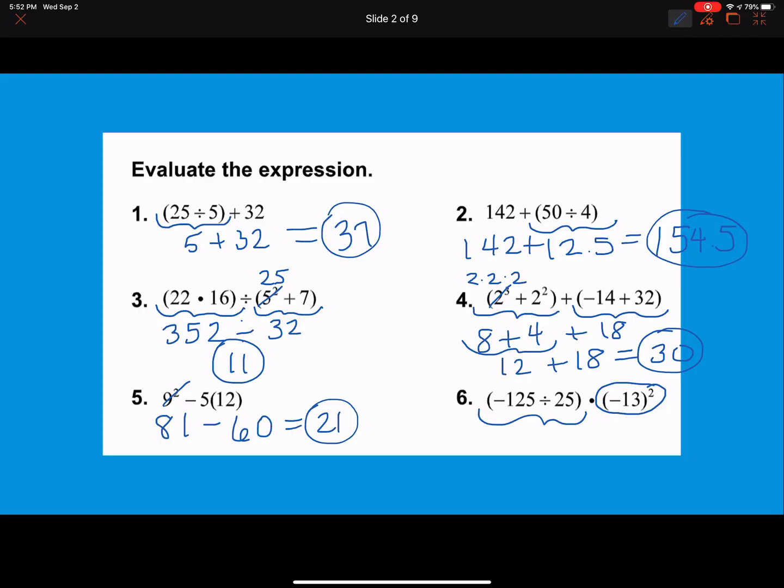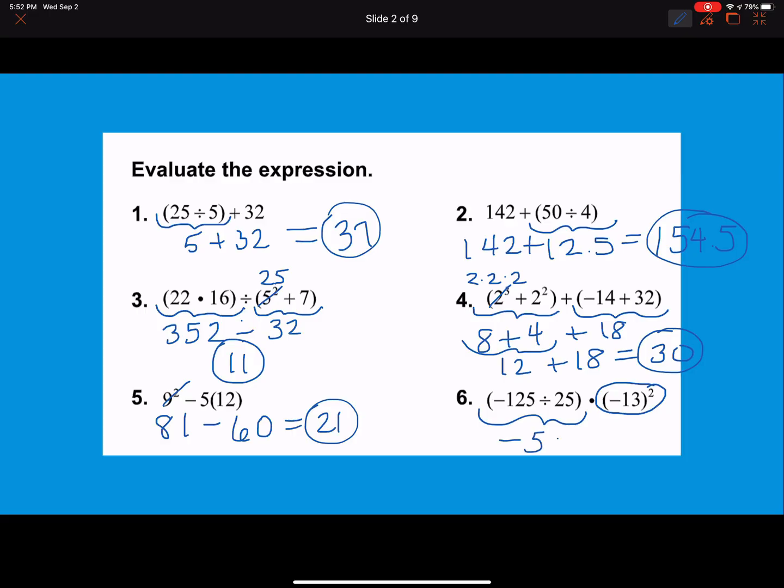I have negative 125 divided by 25. If I'm thinking about quarters or groups of 25, how many groups of 25 are in 125? Okay, 4 make 100, so put one more in there, 5. So I have 5 groups, and a negative divided by a positive leaves me with a negative 5.